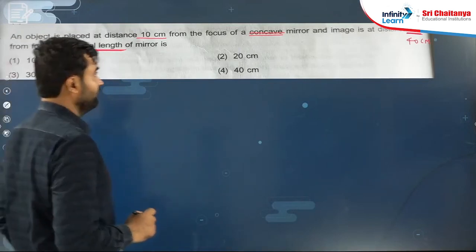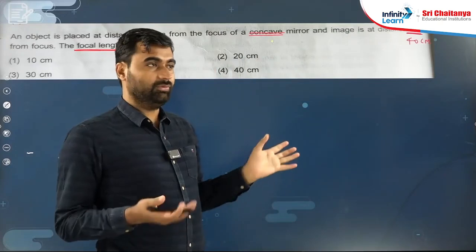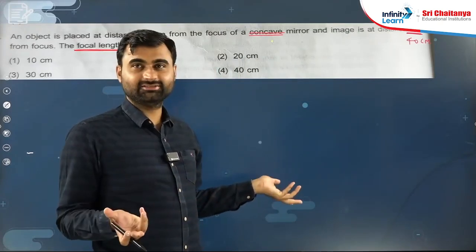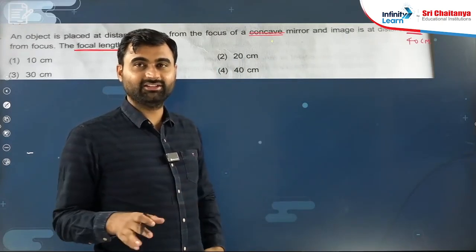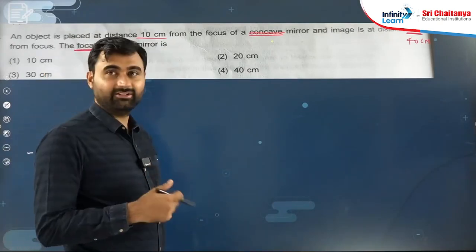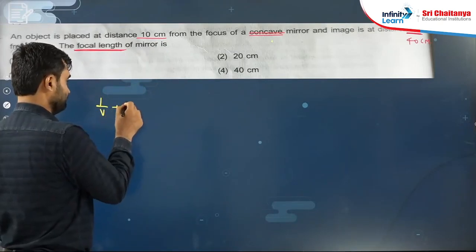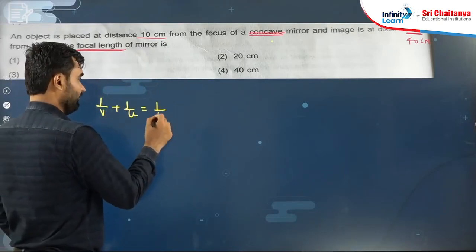So which mirror is it? It is concave. But we have to find the focal length. They did not give the focal length, so no need to worry about putting the sign of focal length, because we don't know the focal length. So this F we have to find out.